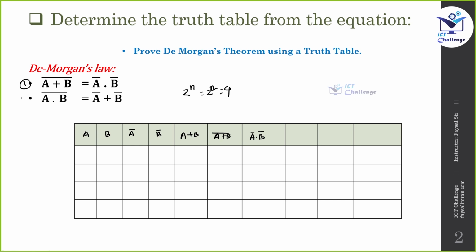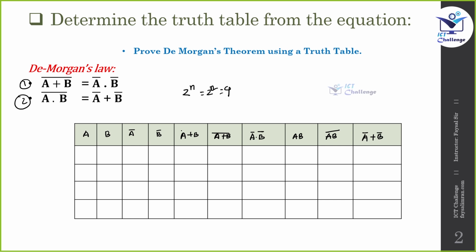Okay, and for the second law we need (ab) whole bar. That means at first we have to find the value of a into b. So here we are going to write a into b, and also we need the value of (ab) whole bar. Okay, so this is our (ab) whole bar, and the right hand side of equation 2 is a bar plus b bar. So I have to write here a bar plus b bar.